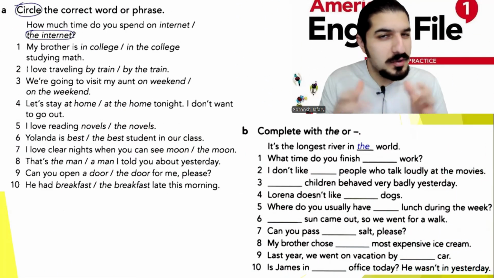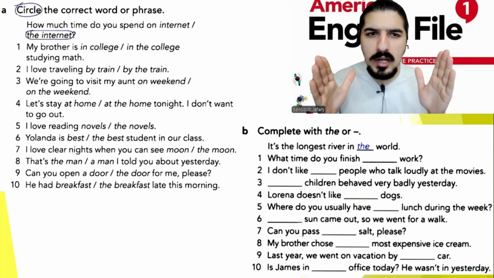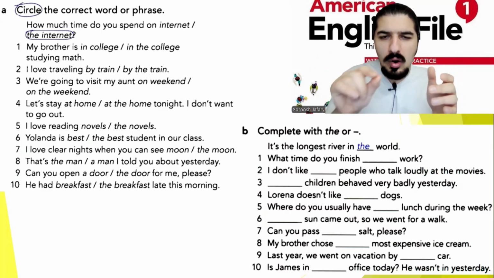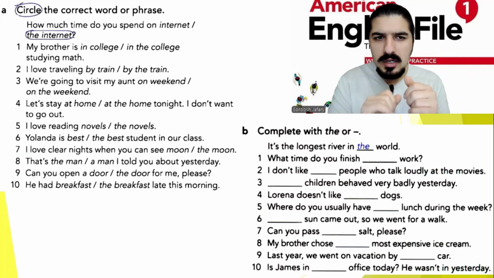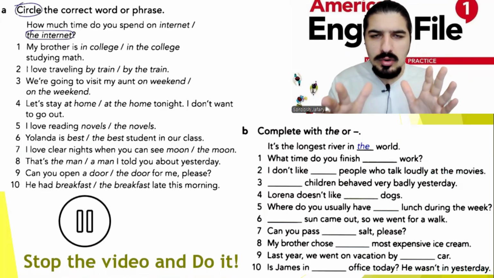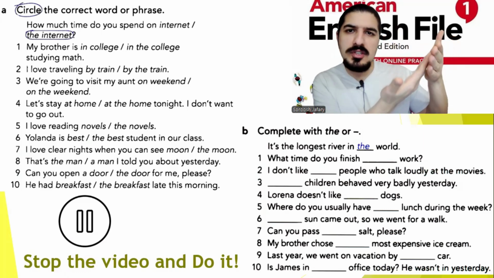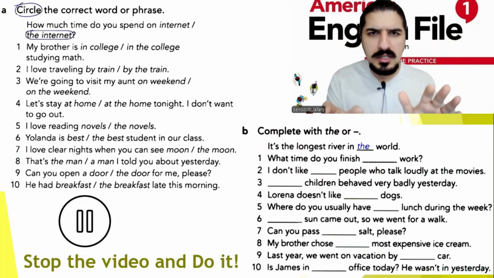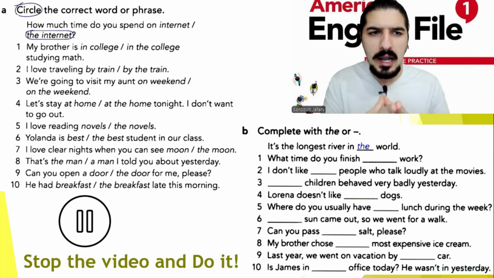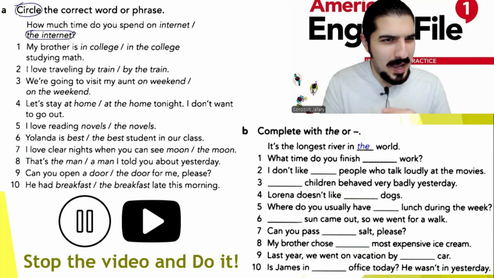As always, I have two sets for you. Set one: circle the correct word or phrase, and B, complete with the or just a blank. All right, this is your gig. Take your time. You can do it yourself or with friends, and at the same time, you can look at the screenshot that you took. Okay, this isn't a test. This is just a practice. Take your time, and if you're ready, well, click play, and I've got your back.